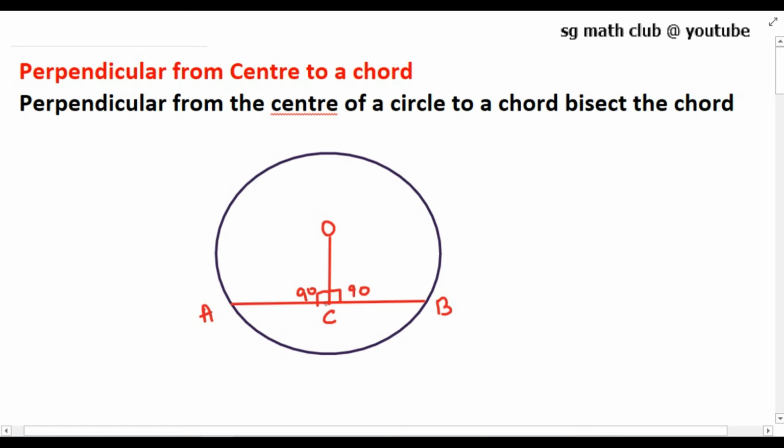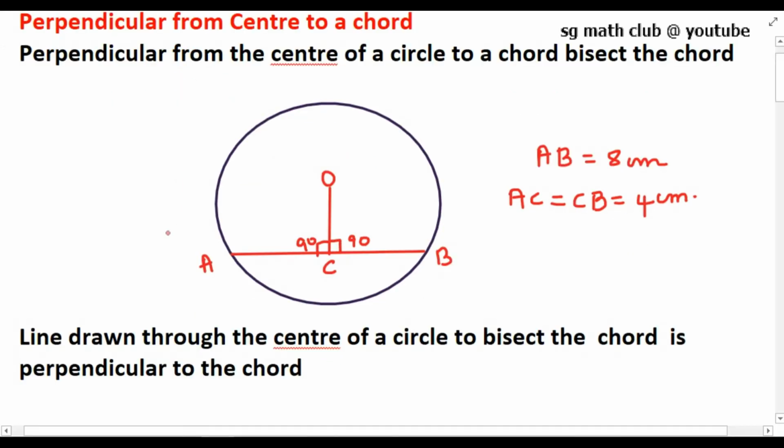Meaning of that is, if the chord AB is of length 8 centimeter, then the perpendicular bisects the chord, means I can say AC as well as CB will be 4 centimeter. It will be dividing it into two equal parts. So the perpendicular from the center of the circle to the chord bisects the chord. This property we are using in most of the problems.